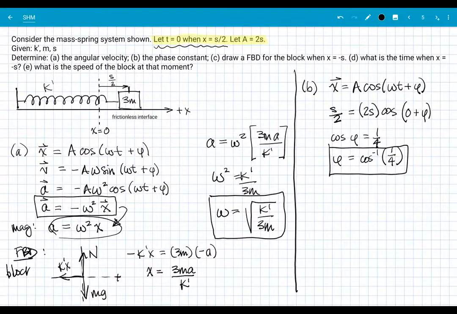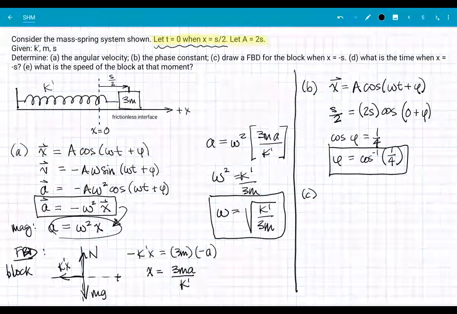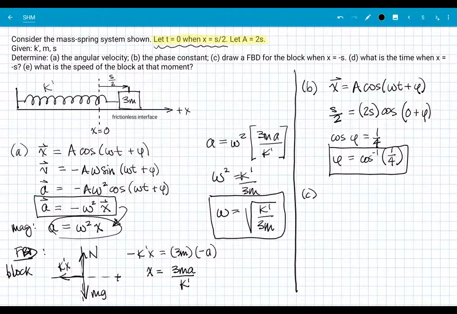Part C asks for a free body diagram when the block is at x equal negative s. All right, so that's a different free body diagram than the one that we just drew, because the one that we had drawn previously was for the block when it was to the right of equilibrium. And now here, when the block is at x equal negative s, it's to the left of equilibrium. So think about that for a moment. What is your free body diagram going to look like then?